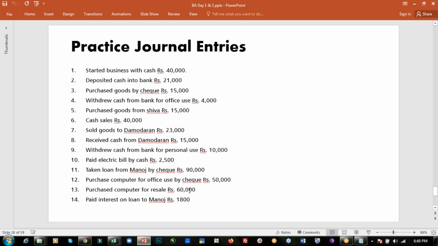Now for the 14th point, paid interest on loan to Manoj. Interest on loan is our expense. Manoj is a person. If in a transaction a person and an expense are both given, we will record only the expense. So the expense goes for the debit, interest on loan, and the payment method is not given, so we will treat this payment as cash. Interest on loan debit to cash will be the entry. Is that clear now?